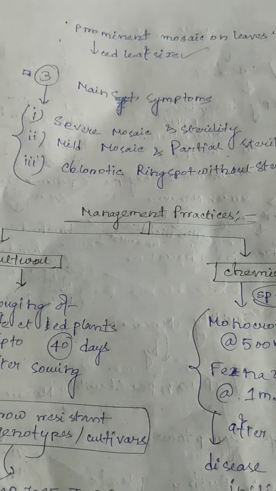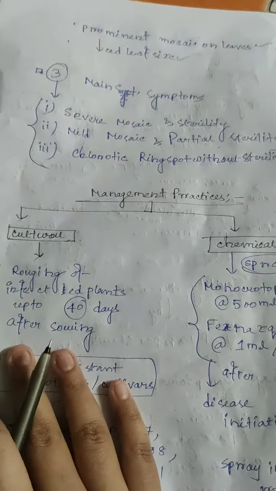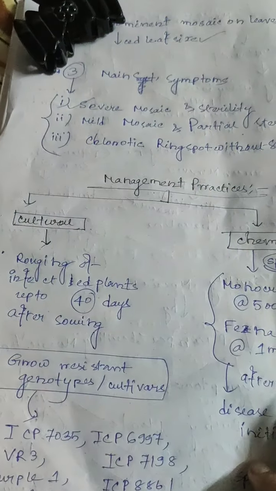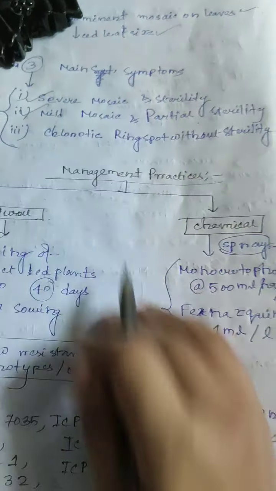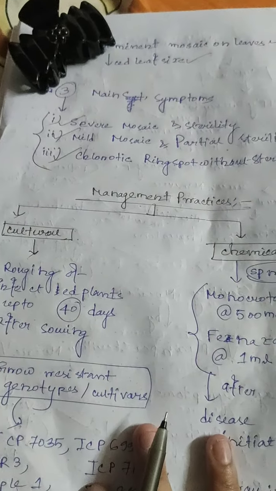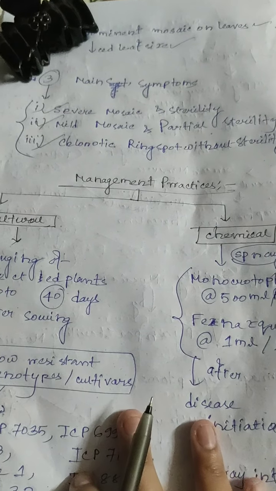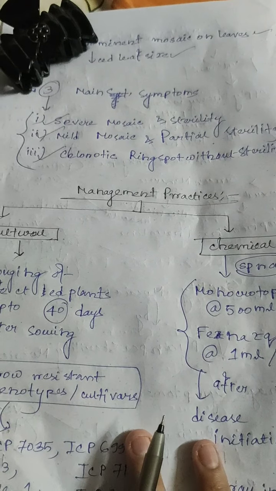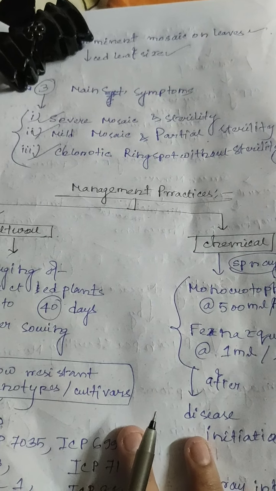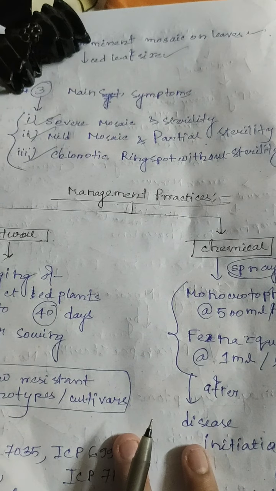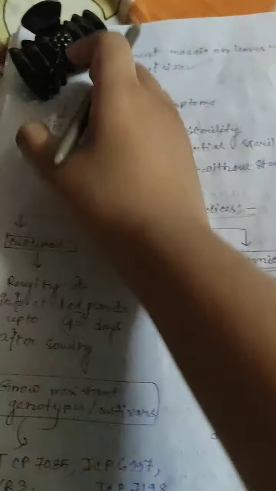The three main damage symptoms caused by the sterility mosaic virus are: first is the severe mosaic and sterility, second is mild mosaic and partial sterility, and third, the minimum symptom, is chlorotic ring spot without sterility.